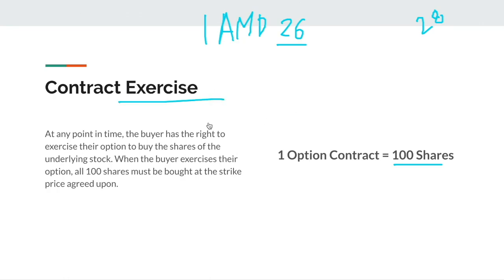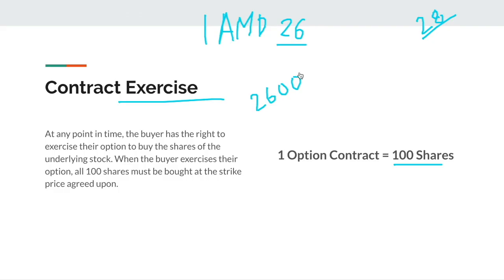If you exercise the contract today, there's a seller on the other side who guaranteed you 100 shares of AMD at 26 because that was the contract you agreed upon. So now you pay $2,600 and receive 100 shares of AMD, and you're already profiting $2 per share because AMD's current stock price is 28. So now you're starting to see the value of option contracts. This is the value of them: the fact that you're guaranteeing yourself a stock at a certain price no matter where it's trading in the future.